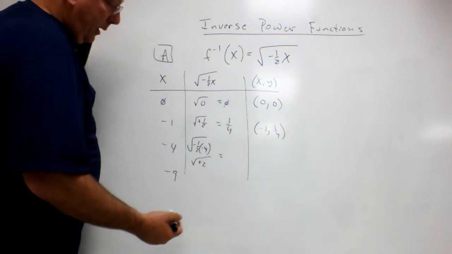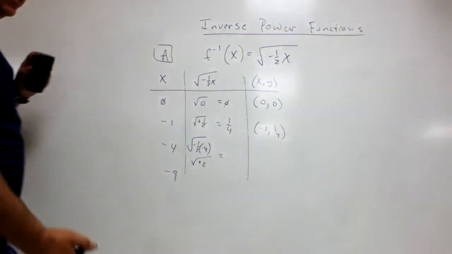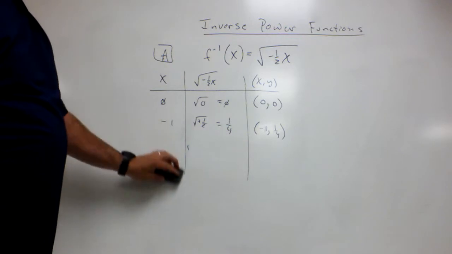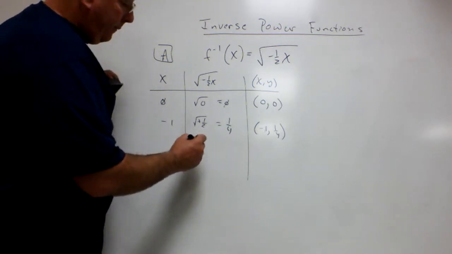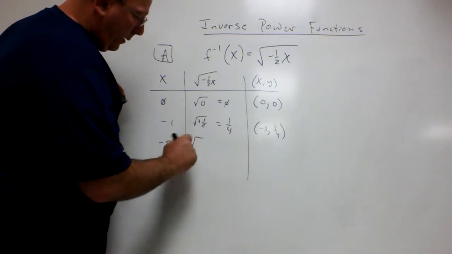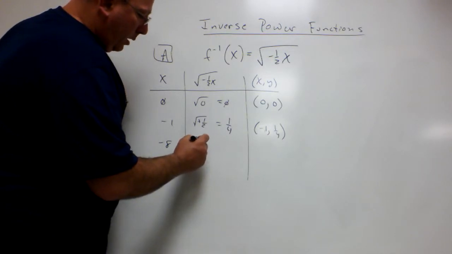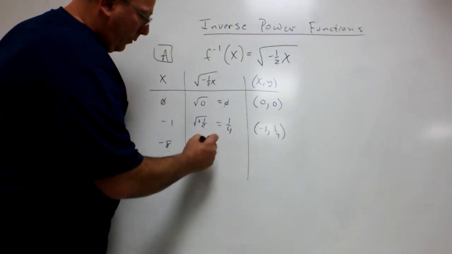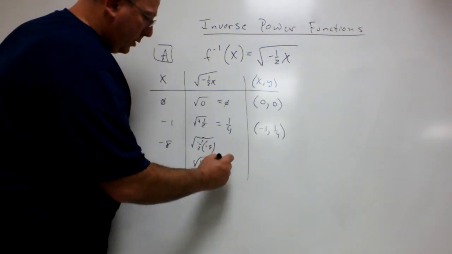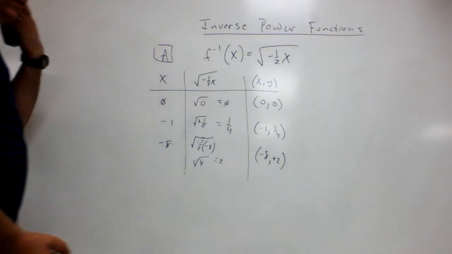So what is that? We have to ask ourselves, is that a smart number to put in? Wouldn't we be better off putting in something like -8? Because if we put in -8, half of 8 is 4, so that would be better, so that we can take the square root of the number. So if we take -1/2 times -8, we get the square root of 4, which is 2. So at -8, we get positive 2. That would have been a smarter number to use.